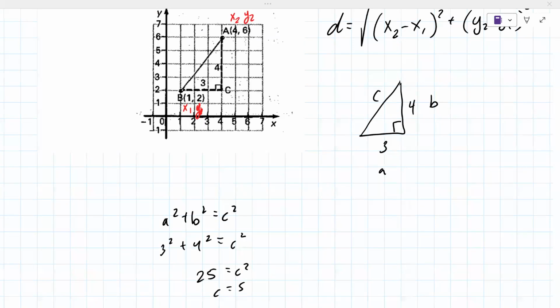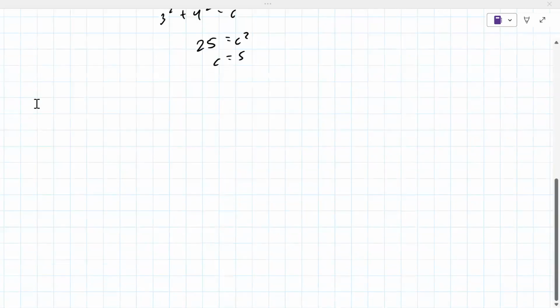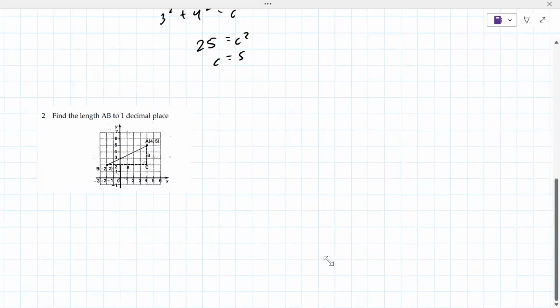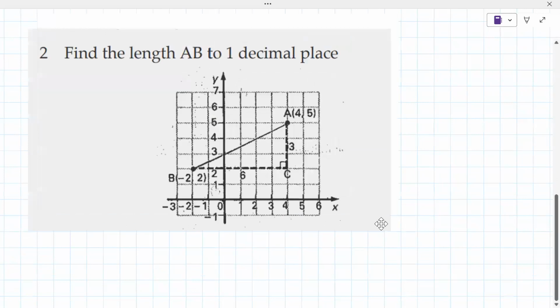All right, let's look at another problem here. Notice that you get the graph over there, there's a couple here that they already had drawn. So let's do this. Here it says to find the length of AB to one decimal place.